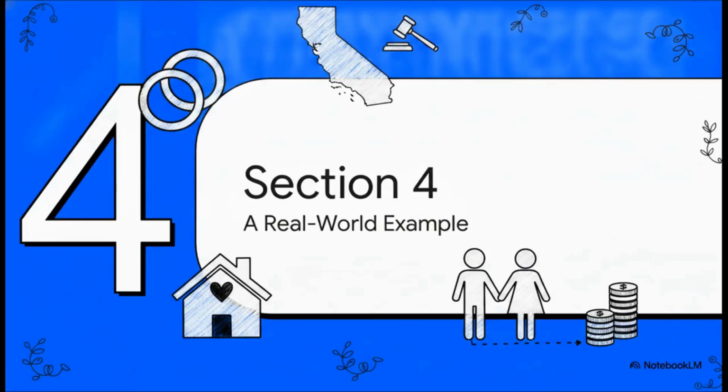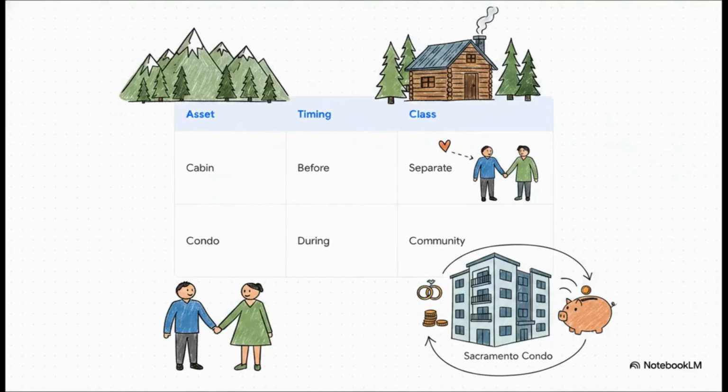Section 4, a real-world example. Consider Maya and Alina, who are registered domestic partners. Because Maya inherited a mountain cabin from her grandmother before the partnership, it remains her separate property. Later on, they buy a condo in Sacramento using income earned during their partnership. Even if Alina handles all the paperwork and the mortgage is solely in her name, that condo is classified as community property because it was acquired during the relationship with shared community earnings.